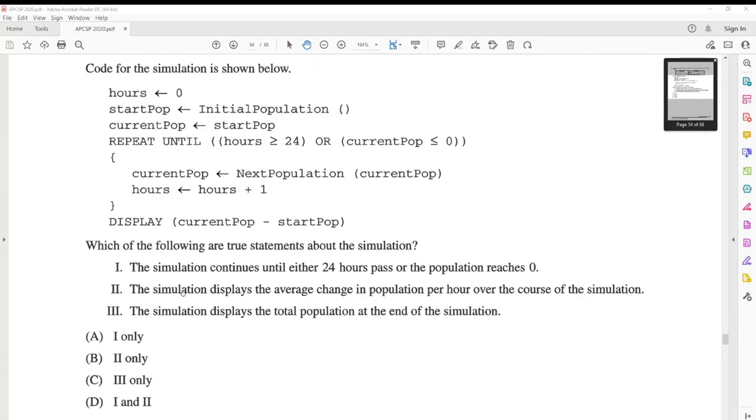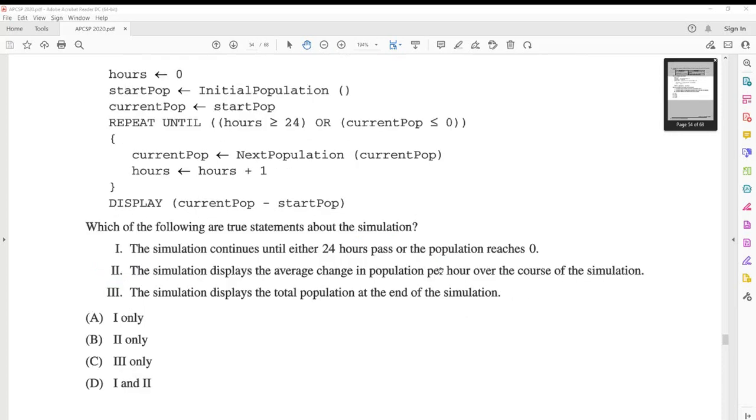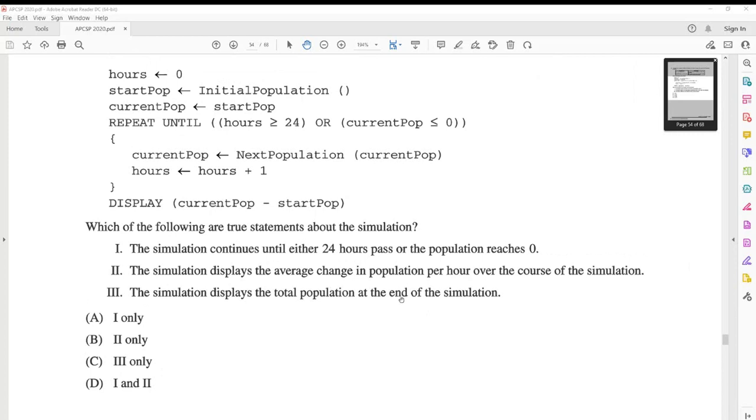Second one, the simulation displays the average change in population per hour. No, it doesn't display per hour. It actually displays after the simulation is done. Per hour, you would need to put it inside the loop, but it's not. So actually 2 is wrong. Simulation displays the total population at the end of the simulation? No, it displays the change of the population, not the total population. So for 57, 58, the answer is A.